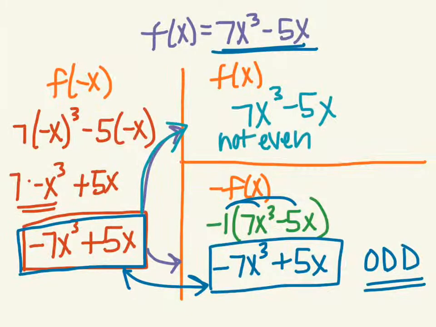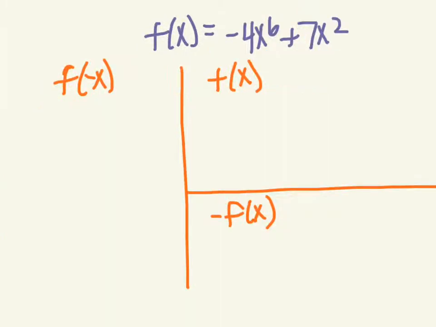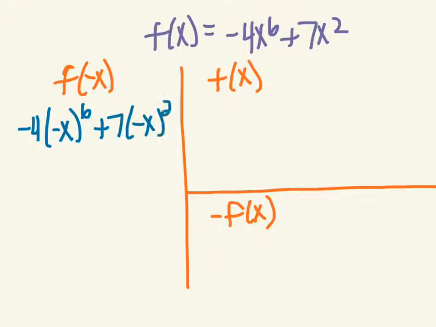So let's go back to the other one. It looks like it's going to be even, so let's see if that works out. First we're going to start by plugging in negative x everywhere there's an x in the original function. Now, the biggest mistake people make on ones like this is that they see this negative x to the 6th, and if you take any negative number and raise it to the 6th power, it's going to give you a positive number.